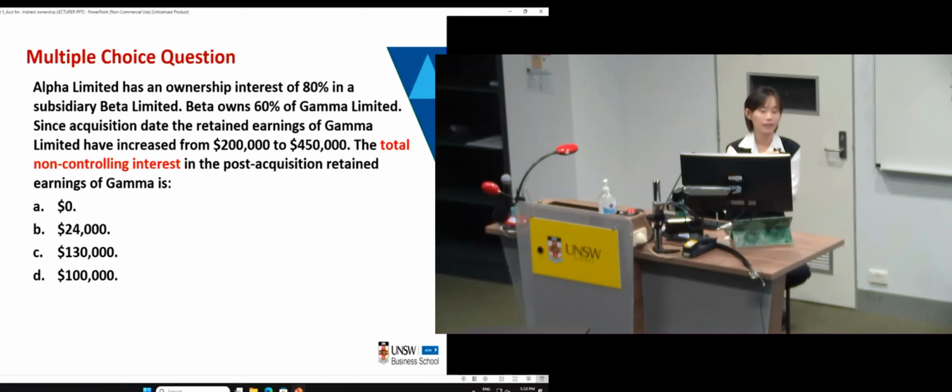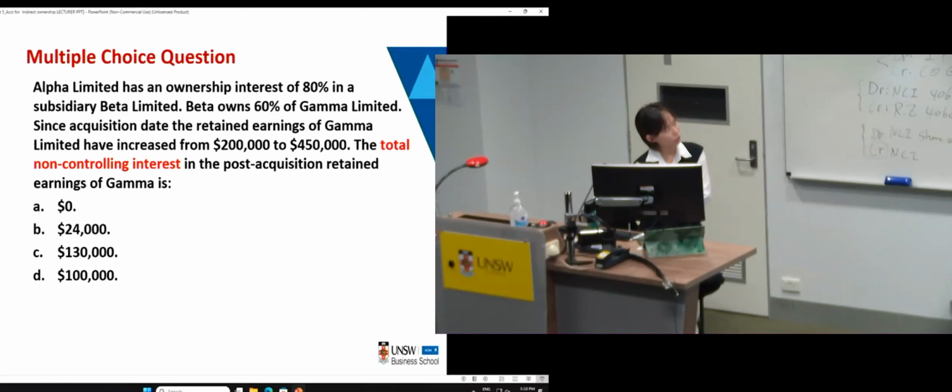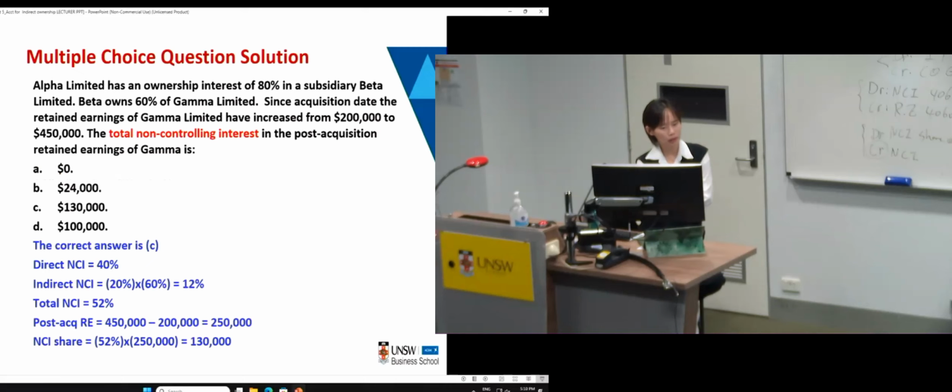Now this time is C, right? Now why is it C? Because we're here for the total NCI interest in the post-acquisition. So if you choose C this time, it's right. Now what is the total NCI in Gamma? Now that includes both of the DNCI and INCI. Now DNCI we have figured out previously, 40%, using 1 minus 60%, got 40%.